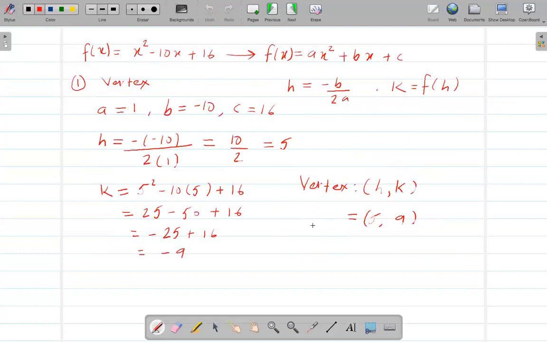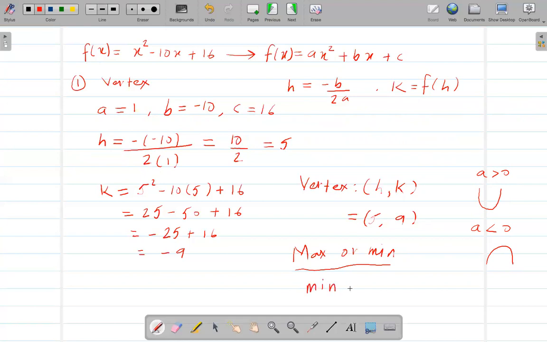Here, after we get the value of the vertex, we can also get the maximum or minimum. The maximum and minimum depend on the value of A. If A is positive, the shape of the graph is like this. If A is negative, it's like this. So here we have A positive, so we're going to get a minimum value.